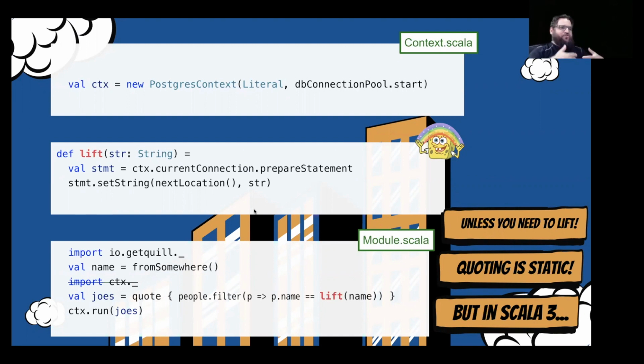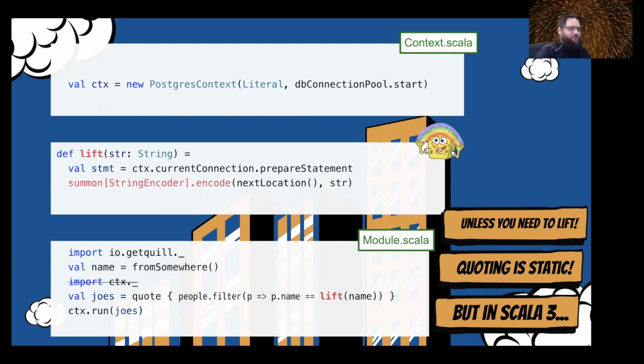In order to be able to have implementation specific logic inside of lifting, we actually need to know what kind of database you're using. So we can't make it global. However, oh, by the way, we actually summon a string encoder. There's some more advanced logic in here. So this is a closer representation of reality, slightly closer representation.